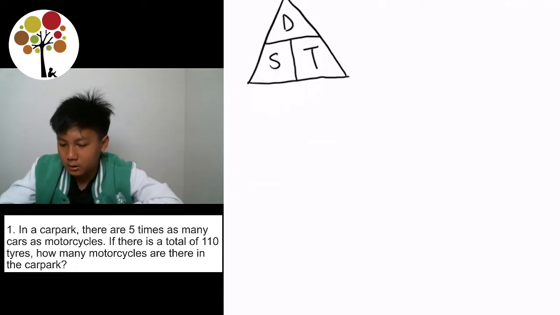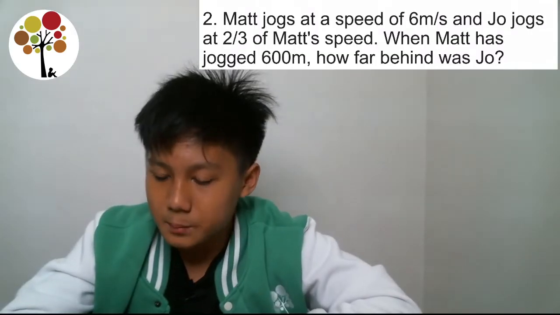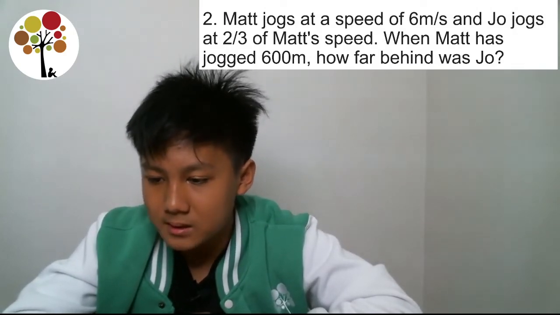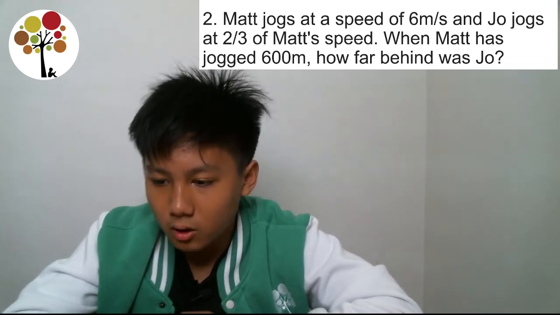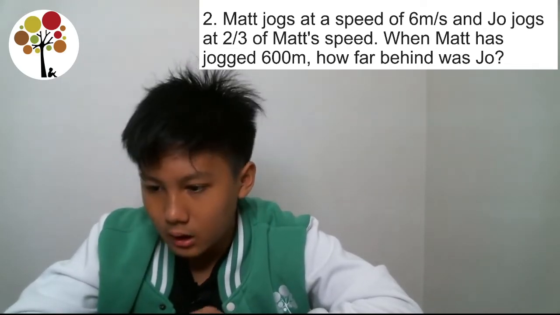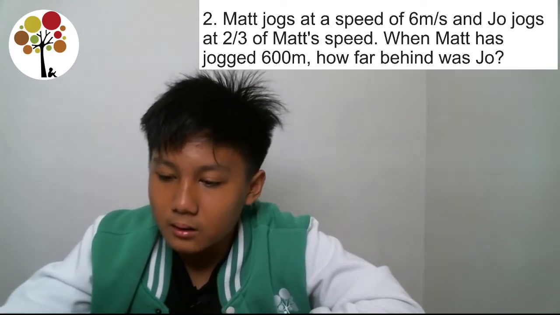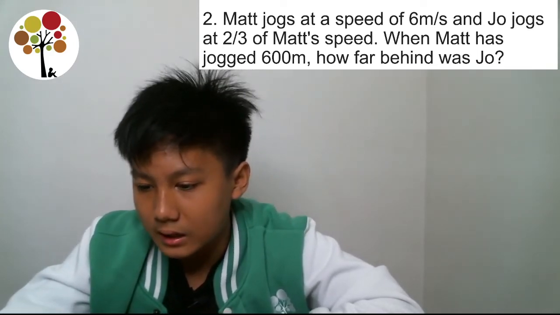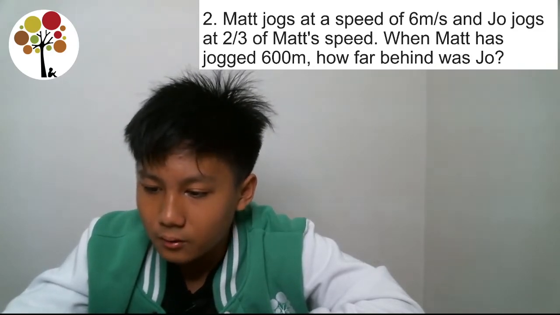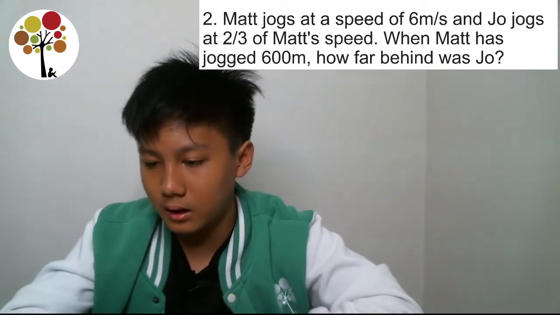And now to read the question. Matt jogs at a speed of 6 meters per second and Joe jogs at 2/3 of Matt's speed. So when Matt has jogged 600 meters, how far behind was Joe? Okay, so now we know that Matt's speed is 6 meters per second and Joe's speed is 2/3 of his speed. We have to find first what Joe's speed is.